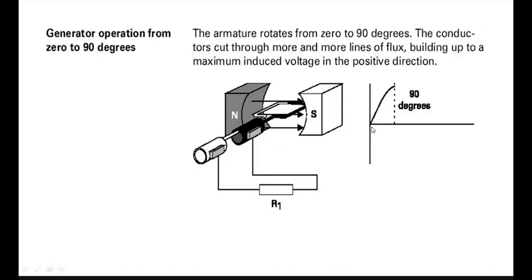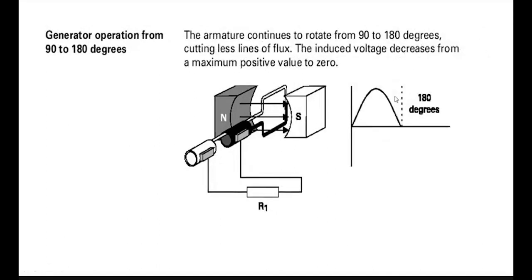Here the induced EMF is increasing from 0 degrees to maximum flux. At exactly 90 degrees, the black color conductor is nearby the south pole, and the maximum EMF is induced in that conductor. So the 0-degree to 90-degree movement, one quarter cycle of the rotation, induces the maximum EMF.